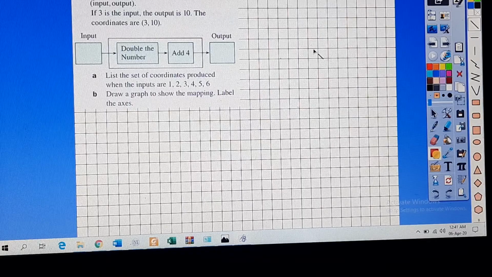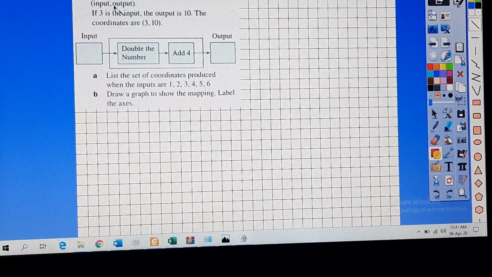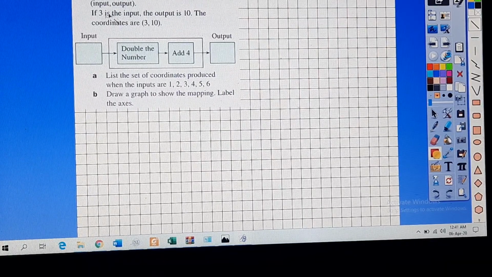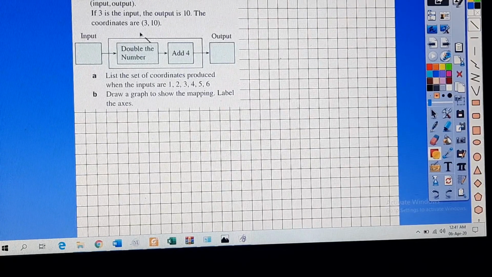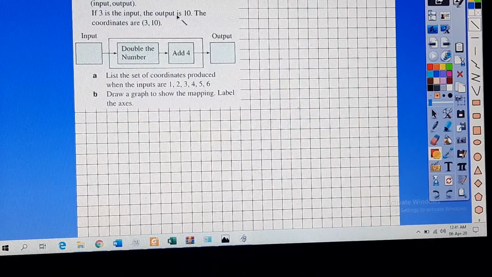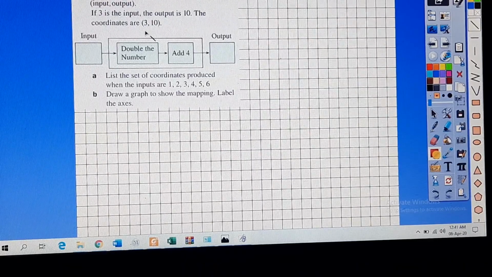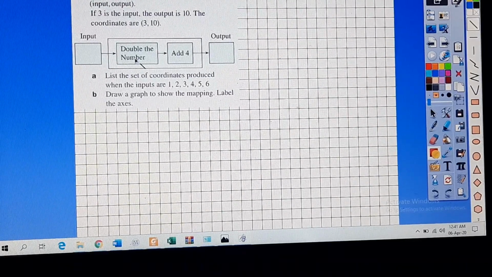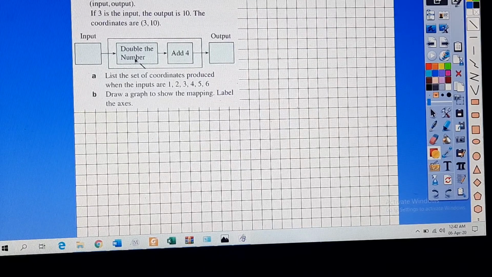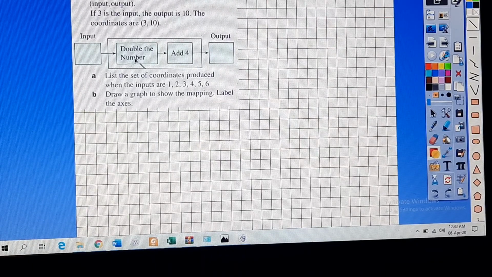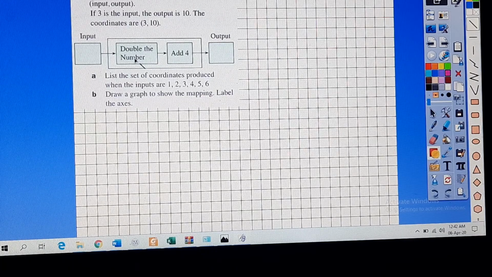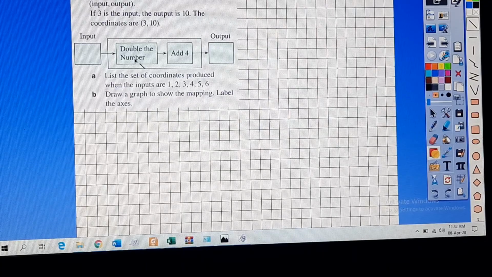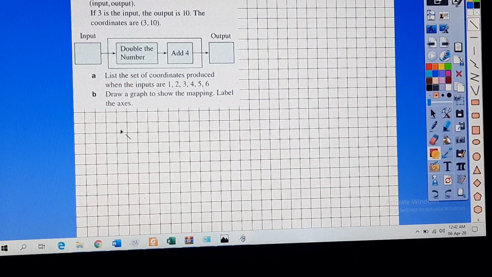Exercise 4. Again, it gives a function machine that produces coordinates, input and output. If you input something, you'll get the output. If 3 is the input, the output is 10. So (3, 10) will be the coordinates. List the set of coordinates produced when the inputs are 1, 2, 3, 4, 5, 6, and then draw a graph to show the mapping, labelling the axes. Okay, so let's do it.